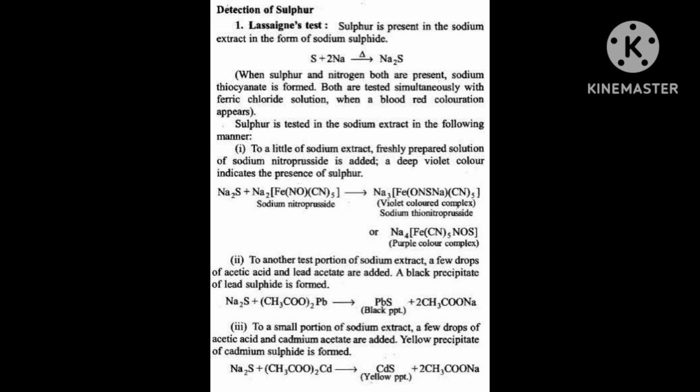Here you have heated the given compound in the presence of copper oxide, CuO. Cu is in the +2 state. What is the role of CuO here? It has oxygen, so it will oxidize carbon and hydrogen both. It will oxidize carbon to carbon dioxide and hydrogen to H2O. And carbon dioxide is tested with lime water.